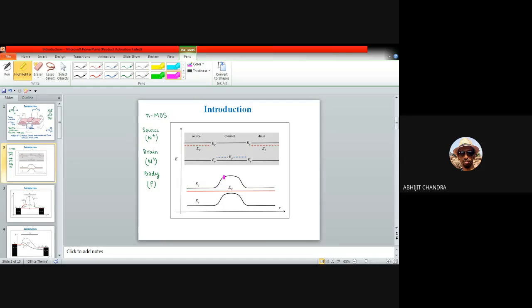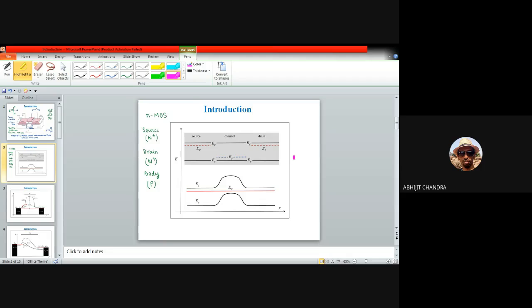Why? Because we do have some barrier potential over here. So electrons need to cross that particular barrier potential. Otherwise, it is not possible for the electrons to jump this barrier and go over here. And this is the situation under equilibrium condition, where there is no conduction of current and there is no channel created. So that's why I have told you that it will be better if I call this a body or a substrate instead of channel, because initially there is no channel.